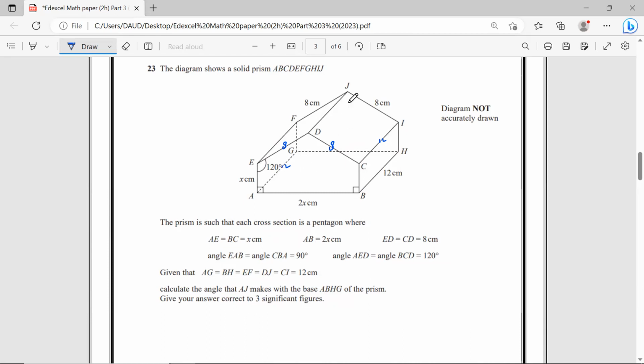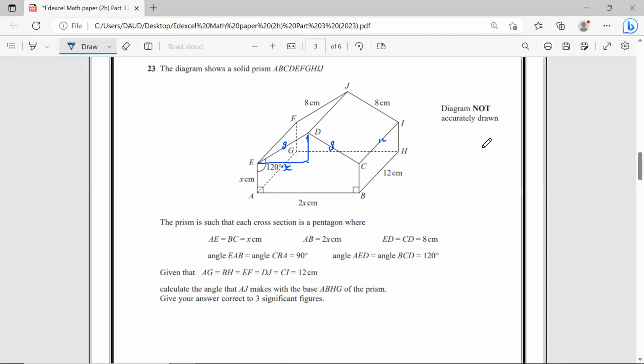Now they want us to calculate the angle that AJ makes with the base. So we have to find AJ, and if we draw a perpendicular, but before that we must know what x or 2x is. If I consider only this much and draw a triangle with a perpendicular, remember that this perpendicular divides AB into exactly two parts, because CD and ED are equal lengths, the isosceles concept, and it means this is x.